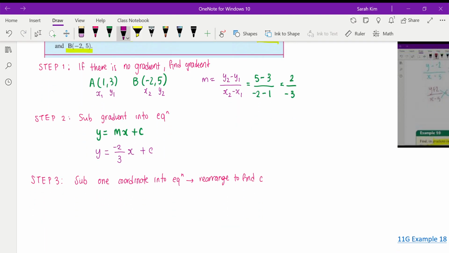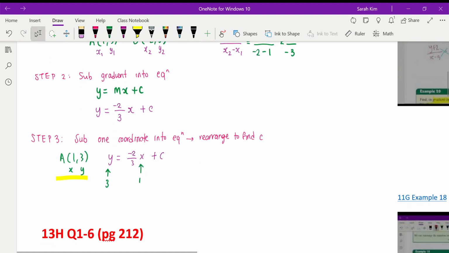I'll show you. So basically, I'm going to choose coordinate A. I'm going to substitute this one into x, this one into y, because those are the coordinates. I'm going to write my equation again. Y equals -2 over 3, x plus c. But instead of writing y, I'm going to write 3. Instead of writing x, I'm going to write 1 from these coordinates. Okay, so I'm substituting those in. So it becomes 3 equals -2 over 3 times 1 plus c.